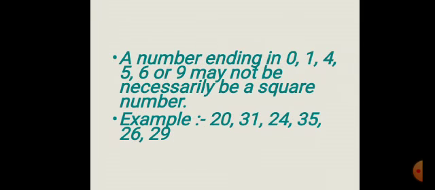A number ending in 0, 1, 4, 5, 6 or 9 may not necessarily be a square number. For example, 20. Here 20 is not a perfect square of any number. But 100 is a perfect square of 10. But 200 is not a perfect square.